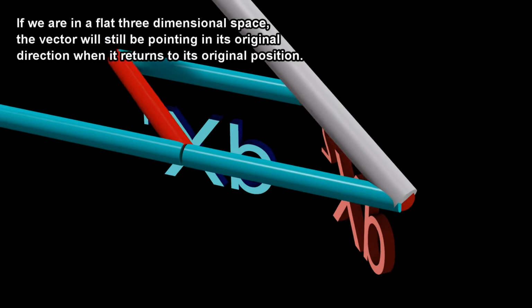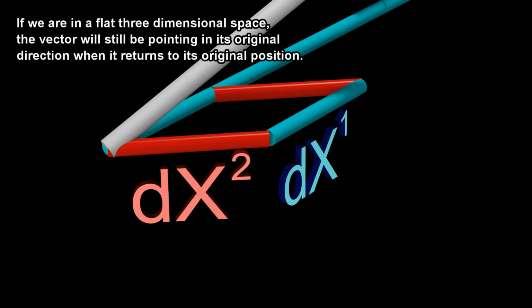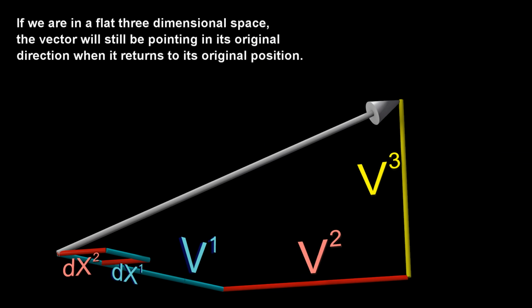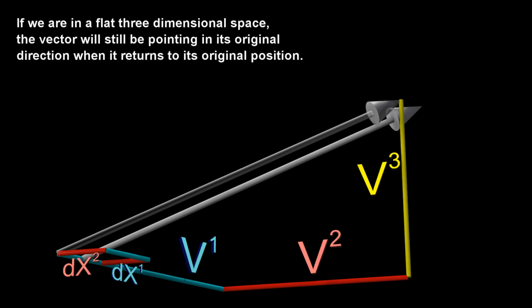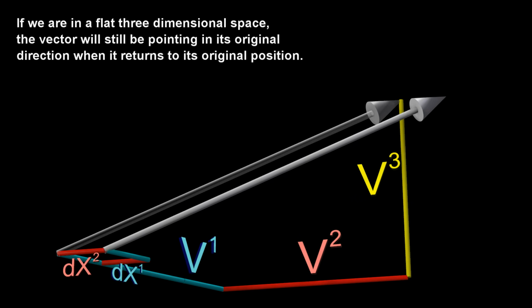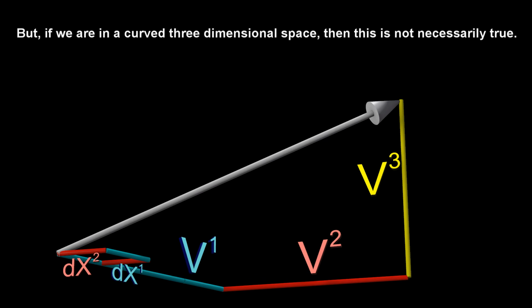If we're in a flat 3-dimensional space, the vector will still be pointing in its original direction when it returns to its original position. But if we are in a curved 3-dimensional space, then this is not necessarily true.